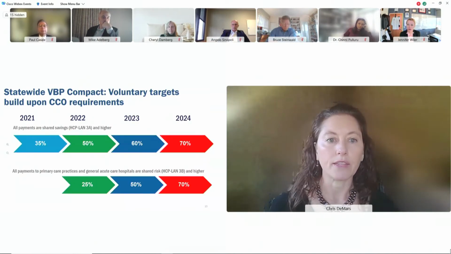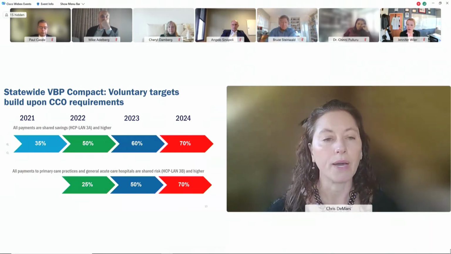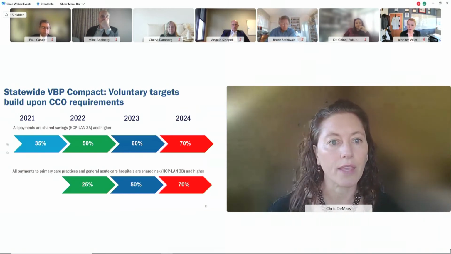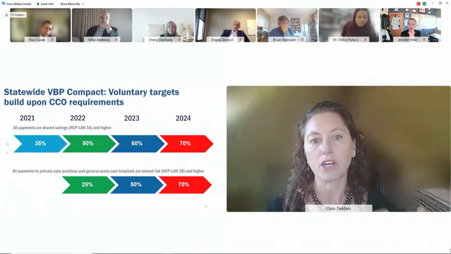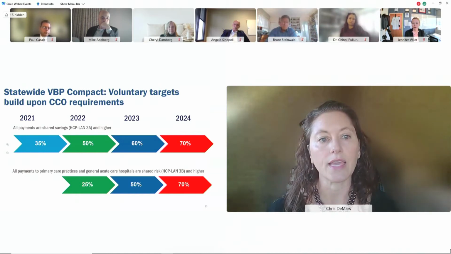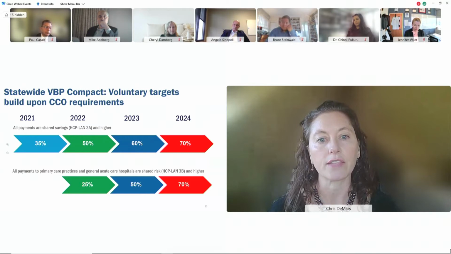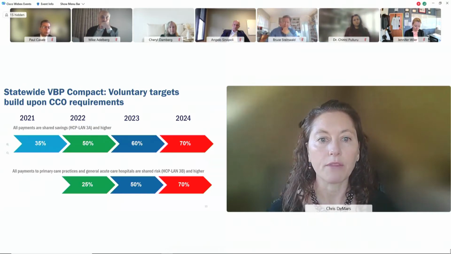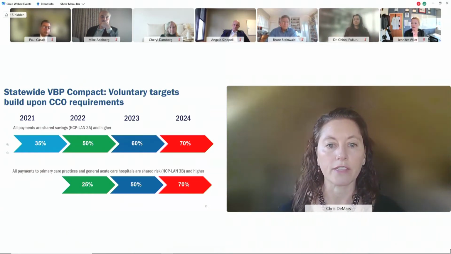Now going back to the VBP compact that we just put in place. These are voluntary targets, and I'll get into the adoption so far in the next slide, but they are also more aggressive than the CCO requirements. I mentioned the CCO requirements started with pay for performance, or LAN 2C. For the VBP compact, the targets for all payments start at category 3A, shared savings, and we're striving toward 70% by 2024. For primary care and hospitals, their targets are focused on shared risk, so LAN 3B, also reaching 70% by 2024. Next slide.